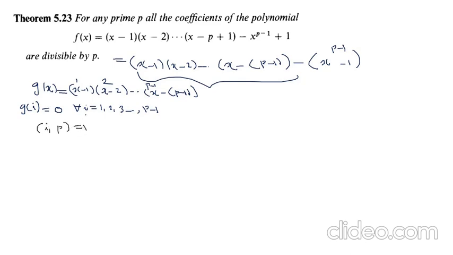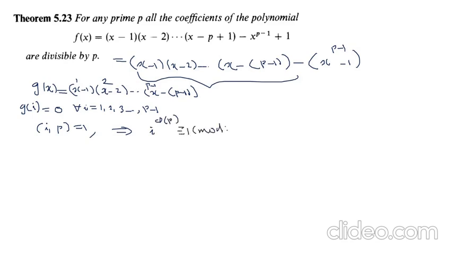That is, i varies from 1 to p minus 1, and p is a prime. That is, every number less than a prime number is always relatively prime to p. Therefore, GCD of i and p is 1. Then by Euler-Fermat's theorem, we can say that i raised to phi of p is congruent to 1 mod p.